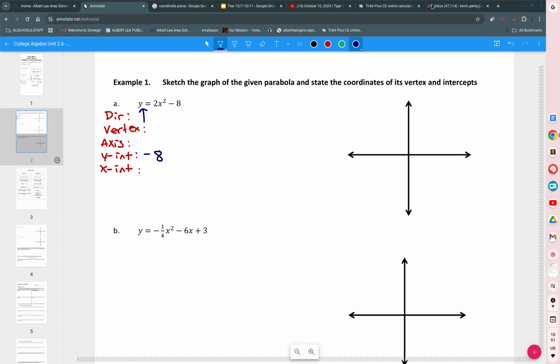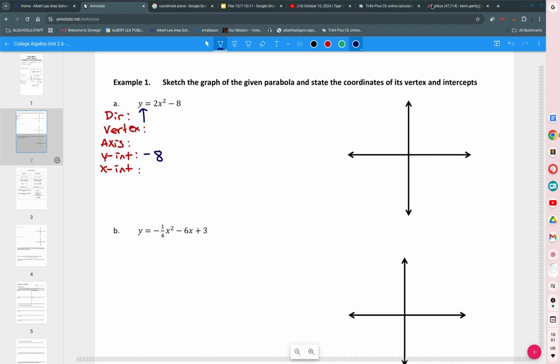Fair enough? Yes, sir. Wait. So what was the 2x squared? So because the 2 is positive, it goes up. If the number in front of the x squared is positive, it goes up. If it's negative, it goes down. So that's what you write for direction. You all good with that?